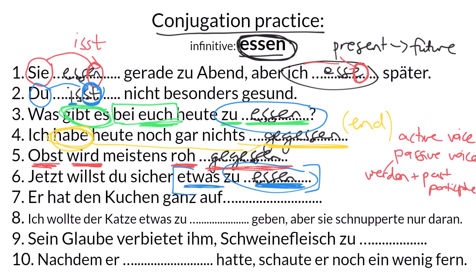But the thing for you to remember is after zu, you're always going to have just the infinitive. We do the same thing in English, so hopefully it will come naturally, but that's the rule to remember. Number 7. Er hat den Kuchen ganz aufgegessen.